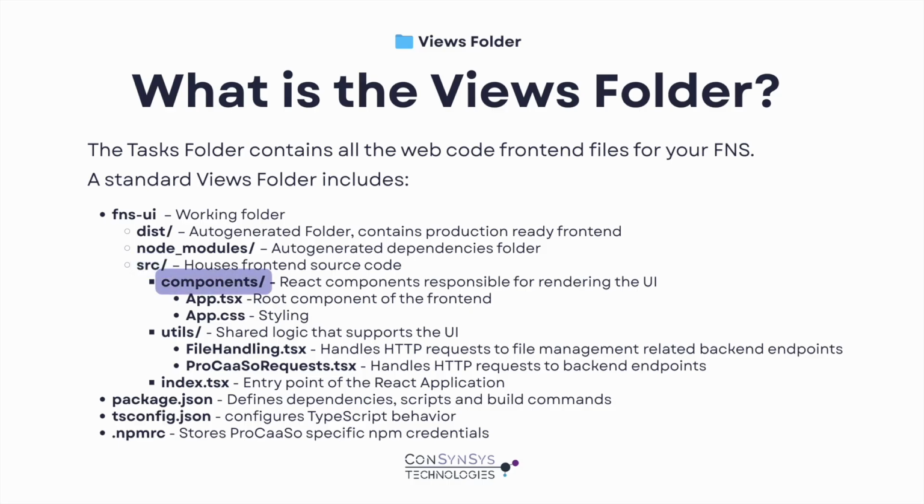Within the Components folder, you'll find the app.tsx file, which is the root component of the application. Then we have the app.css file, which is responsible for styling the main layout. Then we have the Utils folder. This folder contains files to help us access the endpoints that we created in the backend.